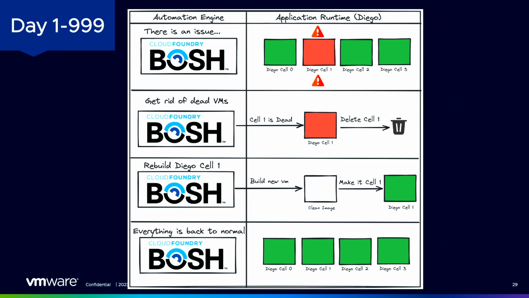Let's say if we take a look at this example here, if we talk about the application runtime, which is called Diego, which is a container scheduler that predates Kubernetes. That's one of the core technologies of Cloud Foundry. So if Bosh detects that Diego cell 1 is down or having a bad time, it's going to go ahead and say, hey, cell 1's dead. I'm going to delete it, send it to the cloud recycling bin, and we'll build a new VM, and we'll turn it into Diego cell 1 again, and it'll go green, and we'll add it back into the pool.